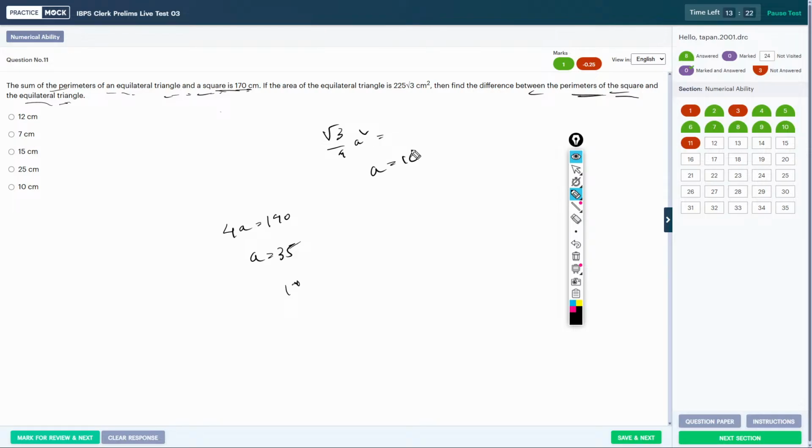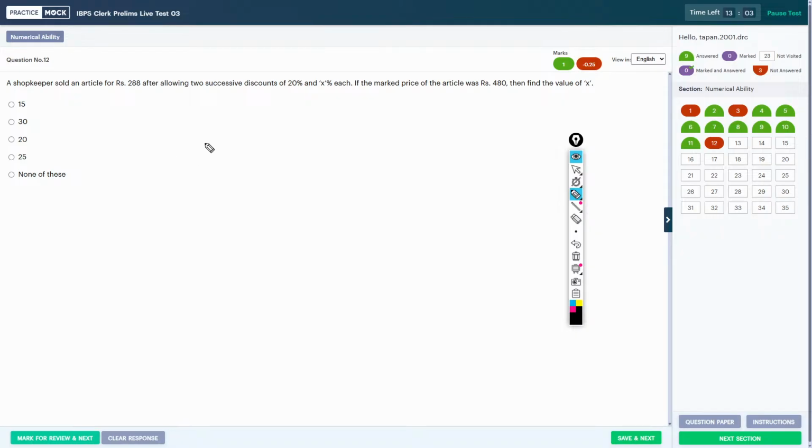It's not 10, right? Why did I even write 10? So this was 15 into 2. A square was 30. So 90. If I subtract 90, it would give me 80. So 80 and 90. So 10 difference.